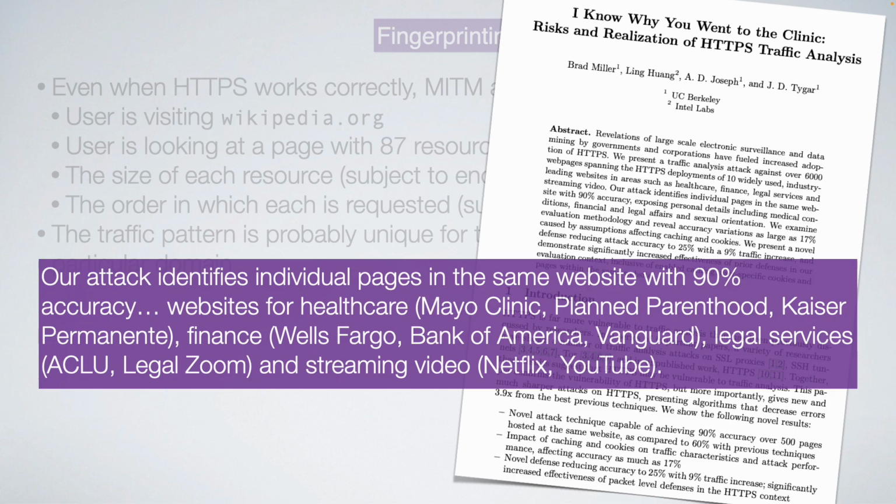So here's one paper, and this is quite old, so they weren't using crazy advanced algorithms, but they found that our attack identifies individual pages within the same website with 90% accuracy. They looked at a bunch of healthcare websites, banking information, legal services, and YouTube and Netflix. So they could tell what YouTube video you're watching just based on packet sizes going back and forth and that type of thing.